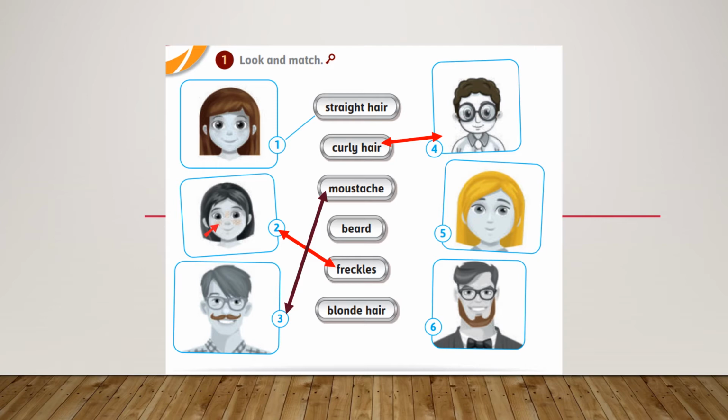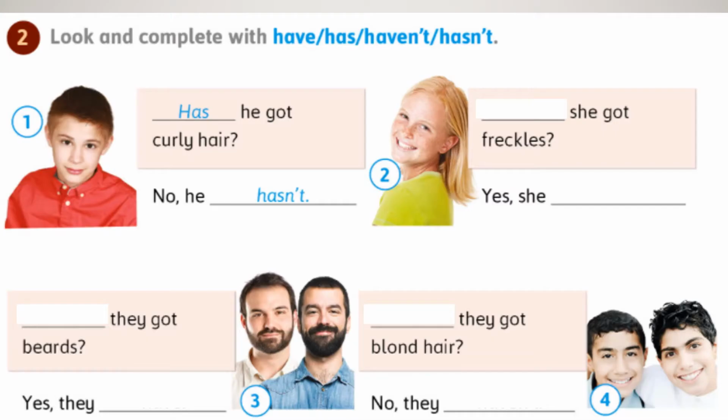Perfect. And what about the lady or the girl in picture number 5? What about her hair? Excellent. Her hair is blonde. As you can see, it's yellow, so it's blonde. And the man here in picture number 6, we can see very clearly that he has a beard. Excellent. Very good. Now, exercise number 2.